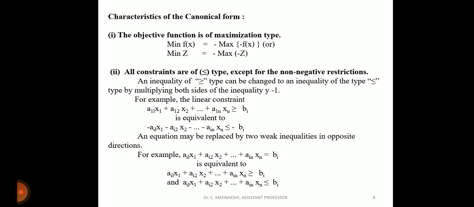Suppose an inequality is of equal to type, which is equivalent to both less than or equal to and greater than or equal to. We have considered this in canonical form automatically as less than or equal to type.